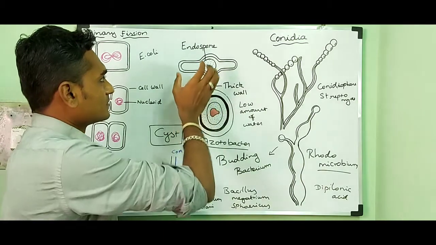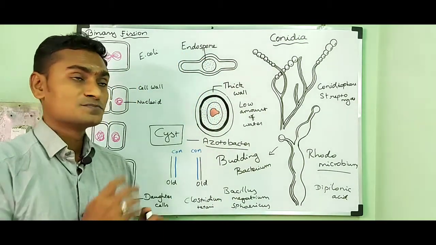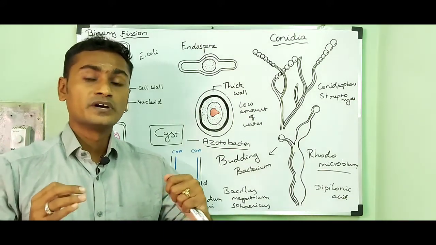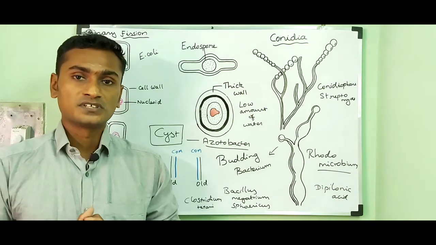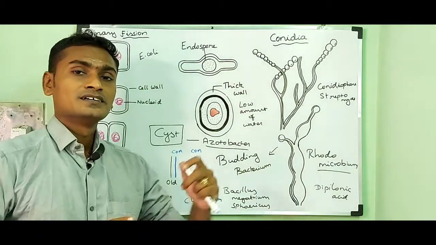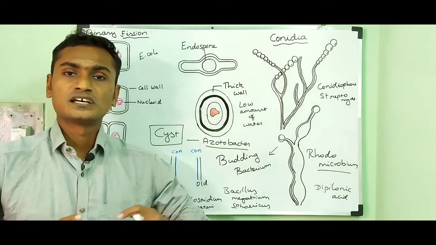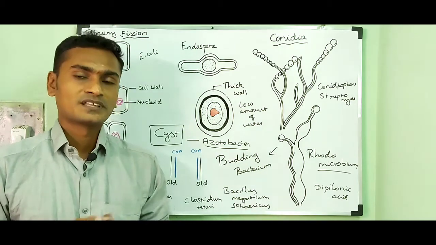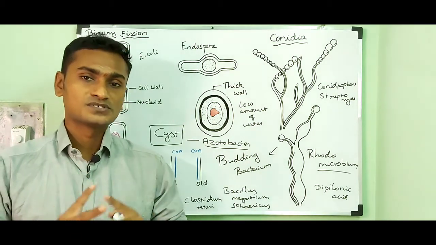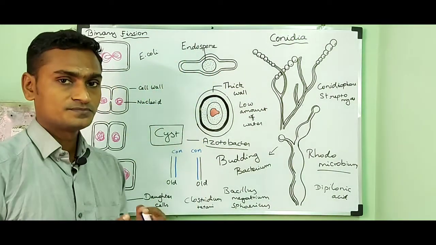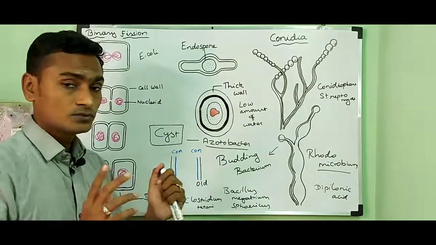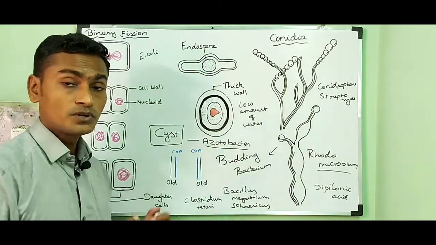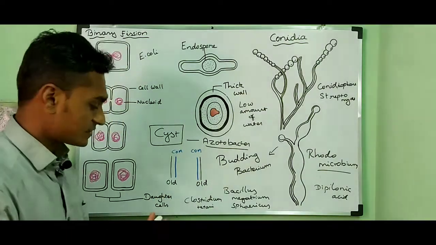Bacteria which produce this type of endospore cannot be killed by antibiotics or any sterilization method, because they can withstand any kind of condition, high temperature and toxic chemicals. Fortunately, the pathogenic bacteria which produce endospores are only two. These two pathogenic bacteria can produce this type of endospore and cause disease.